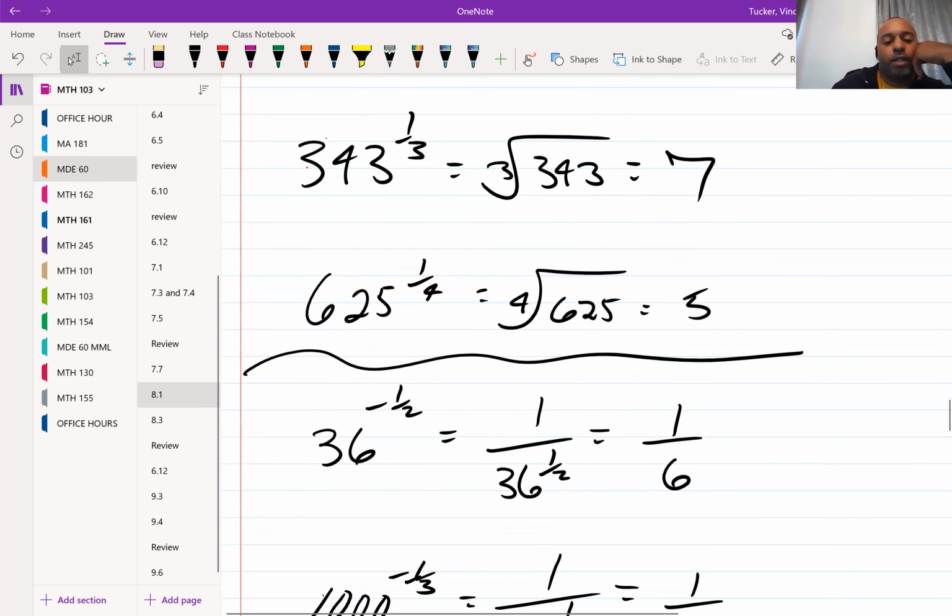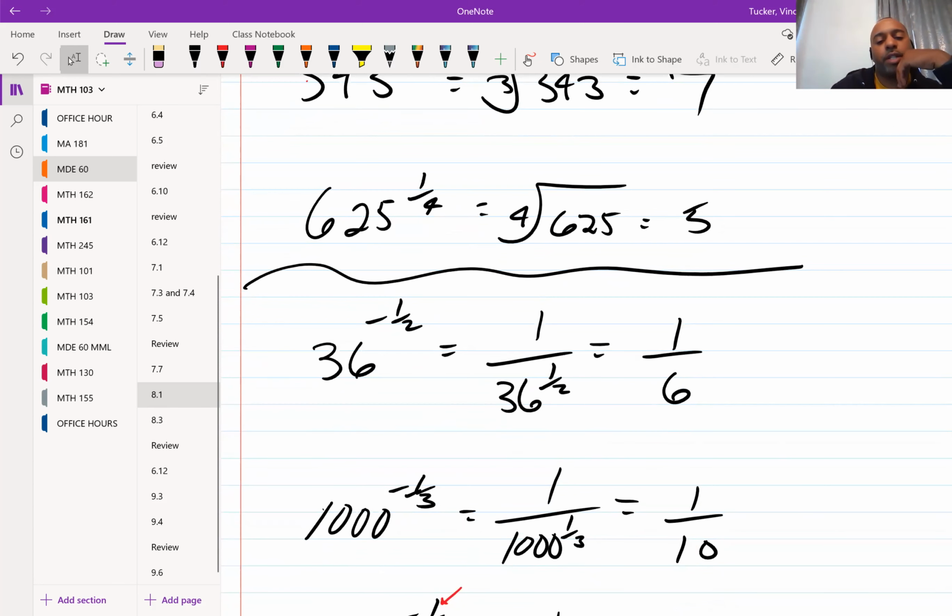All right, so don't forget the effects of a negative exponent. If it's negative, you can bring it down into your denominator. So if I have 36 raised to the negative 1/2, to make it positive, bring it down to your denominator. So that's 1 over 36 to the 1/2, equal to 1/6.